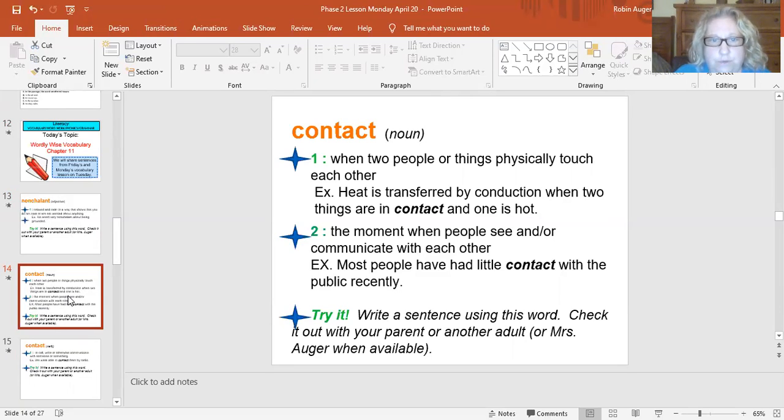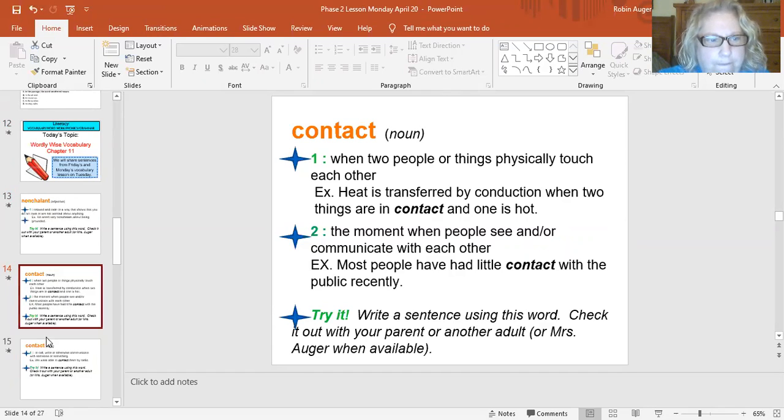Okay, it's like when you see your friend and you wave to them, that's when you make contact at the park or whatever. When you call somebody on the phone, you're communicating with somebody, that's when you're making contact with them. All right, so try that one, please. Write a sentence using the word, and you can check it out with your parent or an adult, and definitely when we get in class together on the video chat, we can do that.